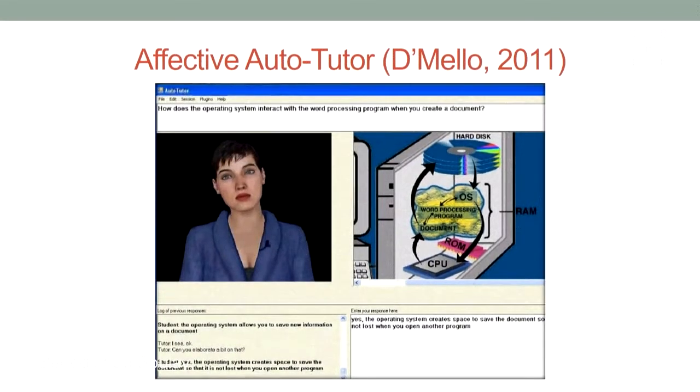Here was a system quite different. This was about teaching people a little bit about how computer systems work. There was an agent there looking slightly concerned, I would say. I mean, we might argue about what expression is actually on her face, because she could have different expressions. And she was basically empathetic as far as she could.